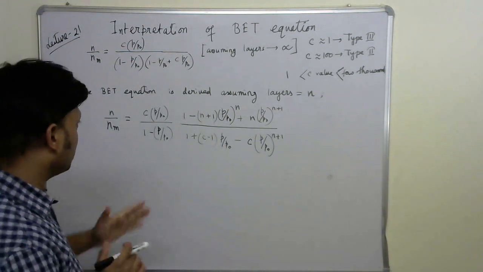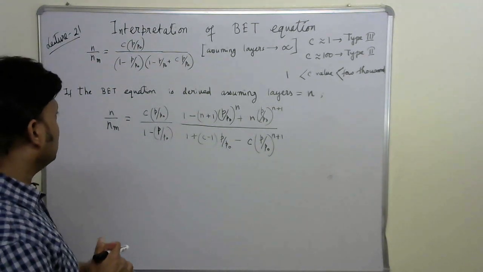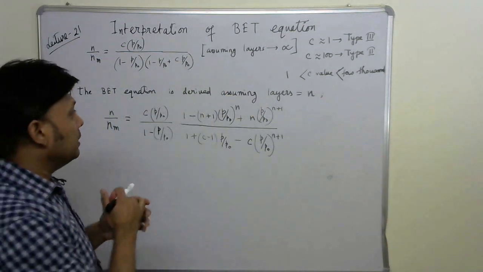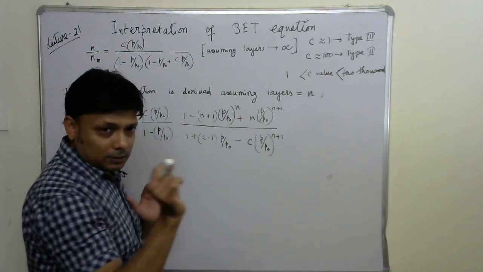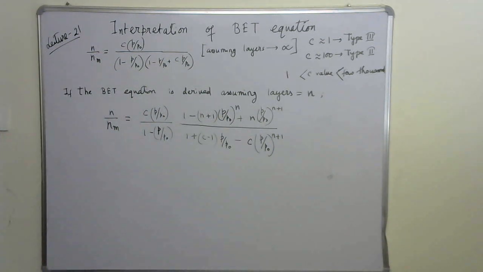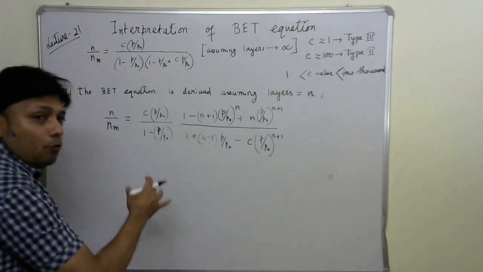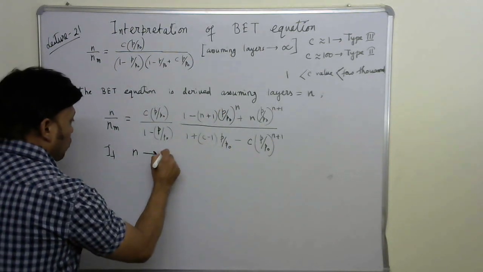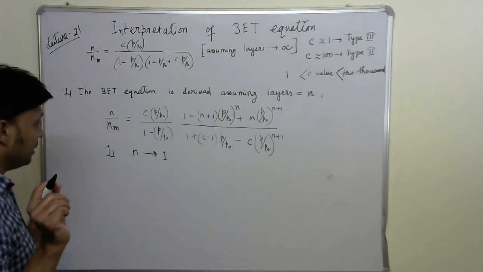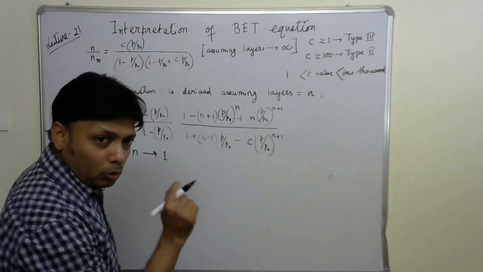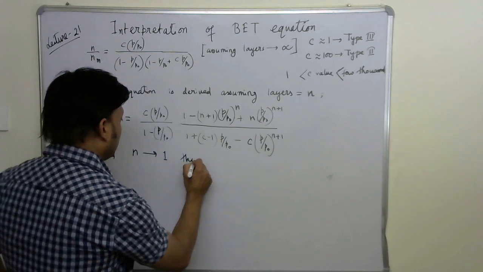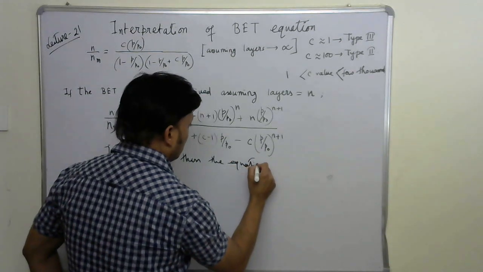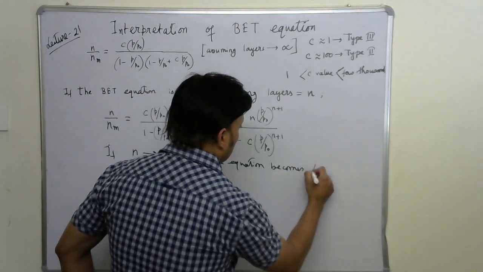The major significance is that this has not been derived by taking the number of layers equal to infinity. The number of allowed layers is a finite n, and the most important thing is that it can be proved mathematically that if in this equation n tends to 1, that means there is only a single monolayer, then the equation becomes the Langmuir equation.